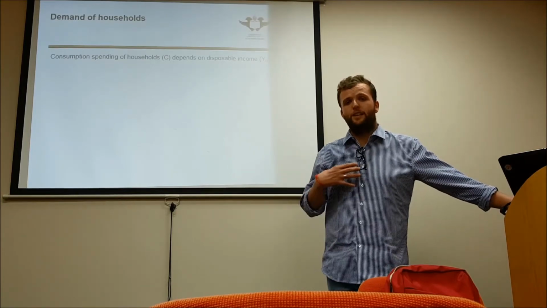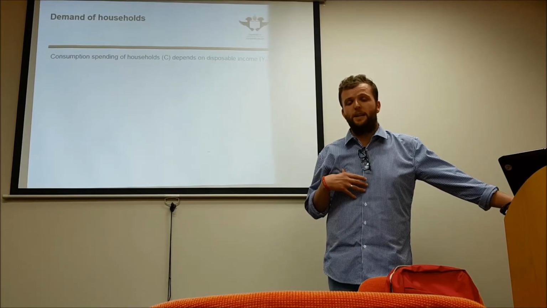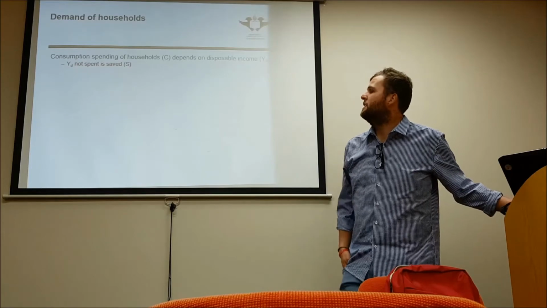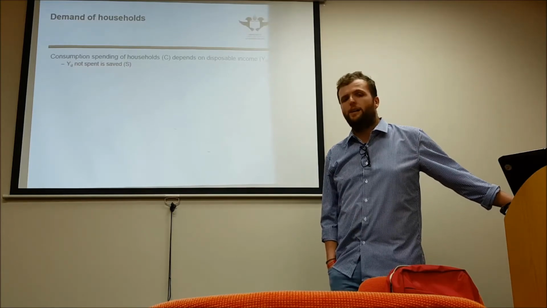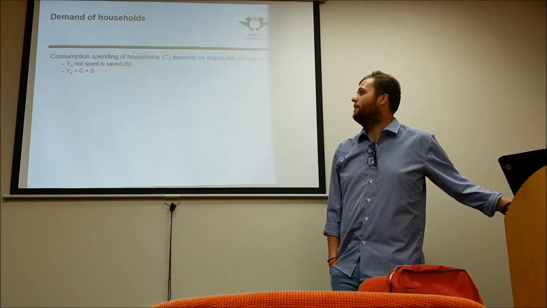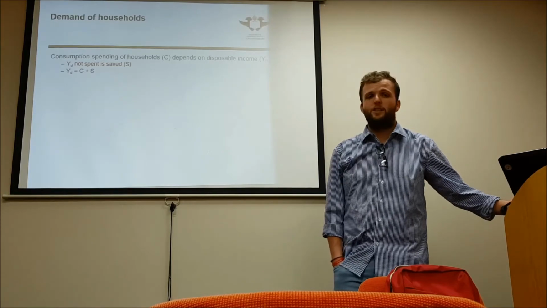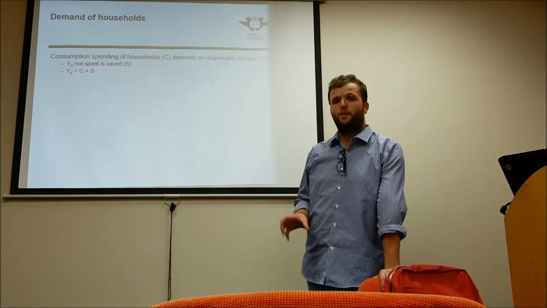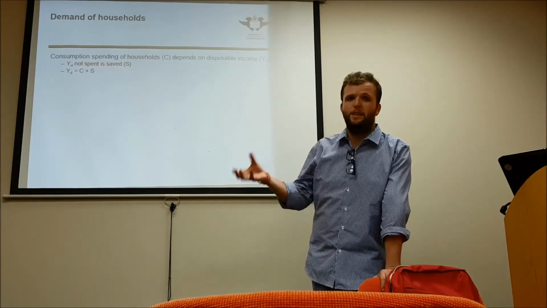So if you earn income, you can either spend that money or you can save it. Okay, so that's another part. So either you spend your money or you save it. So we can write our income as this. Our income is equal to consumption plus savings. So a certain section of your income will be spent and a certain section will be saved.